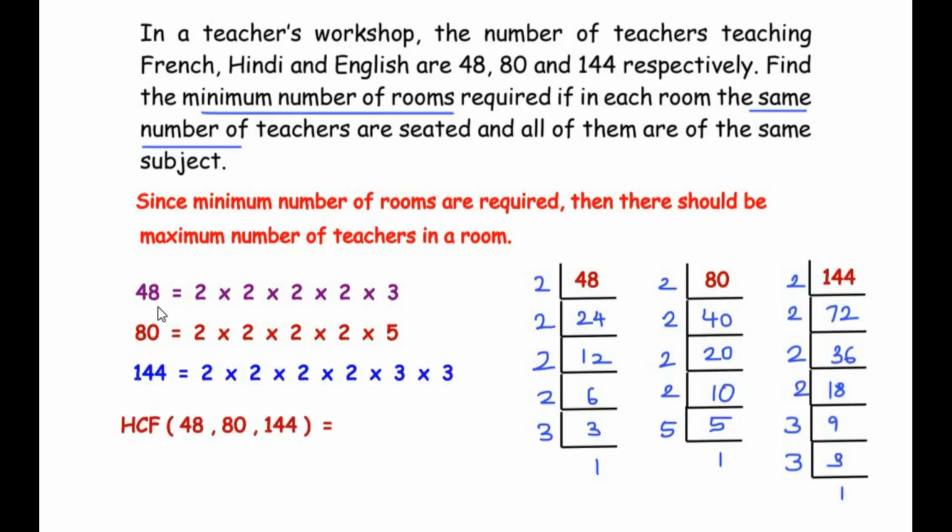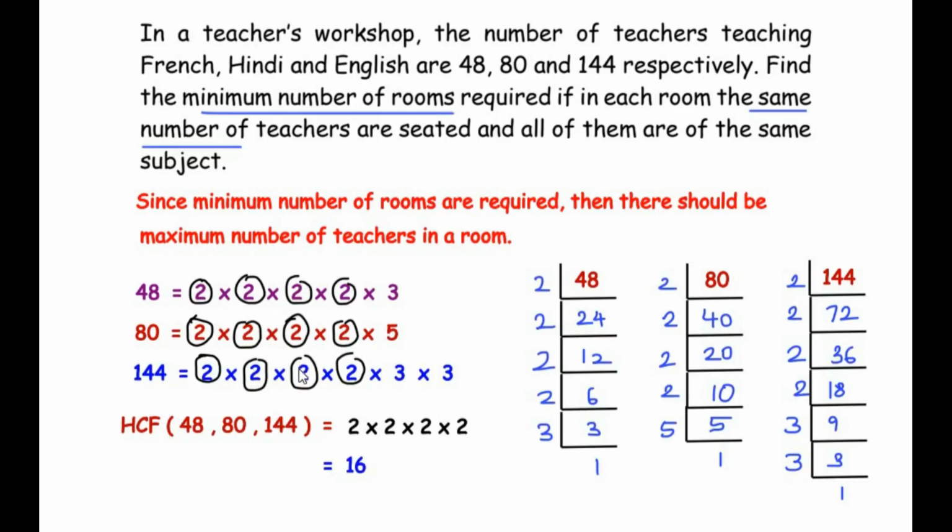Now let us find out the HCF of these three numbers. So we have to pick out the common factors which are present in all the three numbers. So we can see 2 is a common factor which is present in all the three numbers. Now there is another 2 over here, so let us circle it. Now there is a third 2 which is common in all the three numbers. And there is a fourth 2. Now the rest of the numbers are not common in all the three numbers. So our HCF is going to be 2 times 2 times 2 times 2, which will give us the HCF as 16.